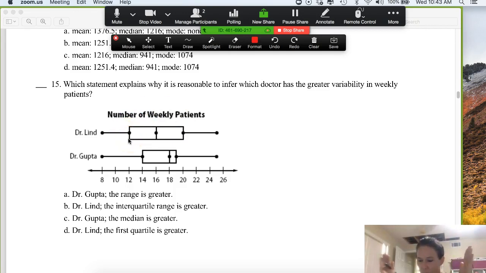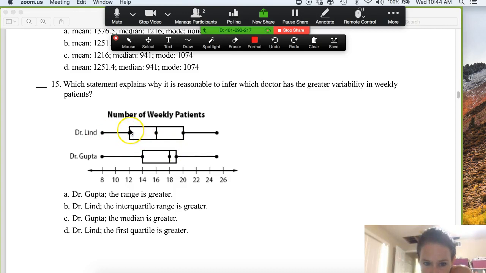So it kind of chunks it. That box is the middle numbers. It's the lower median and the upper median. It kind of is like where the big chunk of your data lies. That's what the box gives you. Now the whiskers are the very top number and the very low number. If you look at the outline, they have the exact same range, right? The lowest number of patients they see is 8, and the most they see is 25. They're the same, okay?